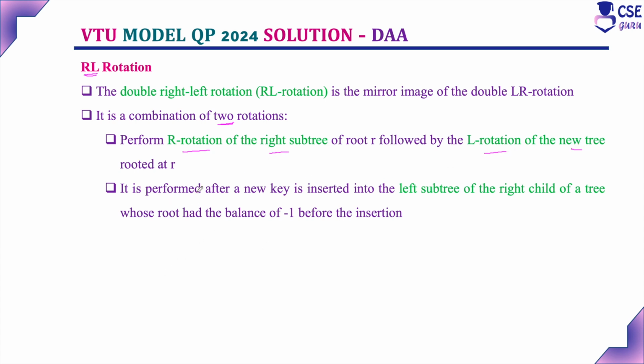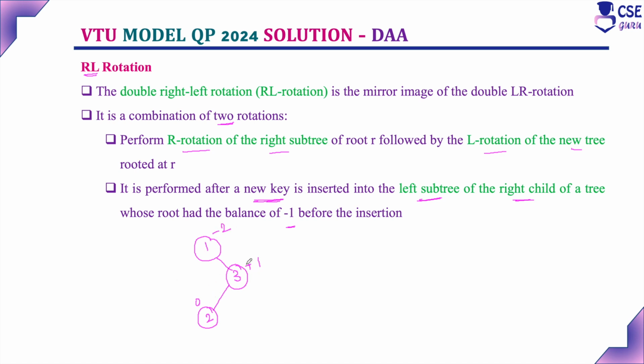This unbalance will happen when you are inserting a new key into the left subtree of the right child. Previously the balance factor will be -1. For example, if this is the tree, when you are inserting a new node into the left subtree of the right child, so this is the right child, you are inserting a new node as the left subtree. Here the balance factor will get affected. Previously it was -1, and now it is -2.